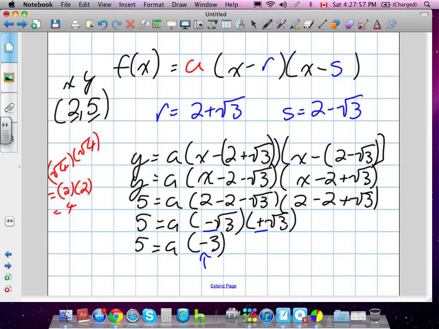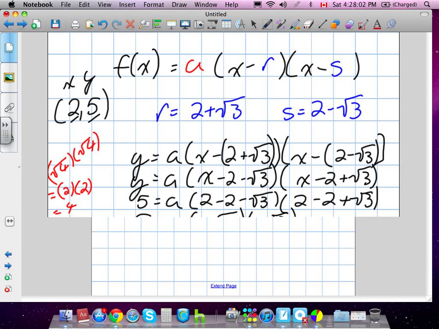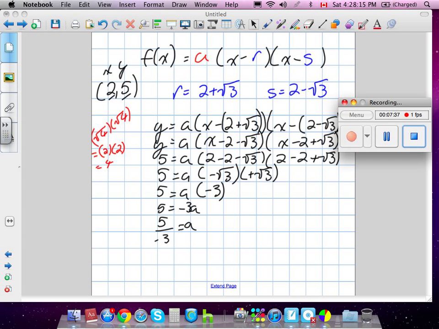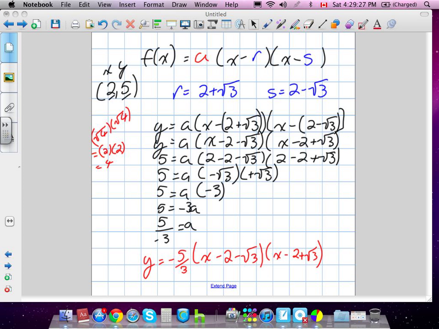Okay. This can be represented as the negative 3a. The goal is to find out what a is, so our a value is 5 divided by negative 3, is equal to a. We're going to leave it as a fraction right now. And let's recap what the question told us. The question says give us the equation of a parabola. Technically, what I've done is I plugged in my a value for the a, my r value for r, my s value for s, and I put them down in here. Technically, this is the equation of the formula.